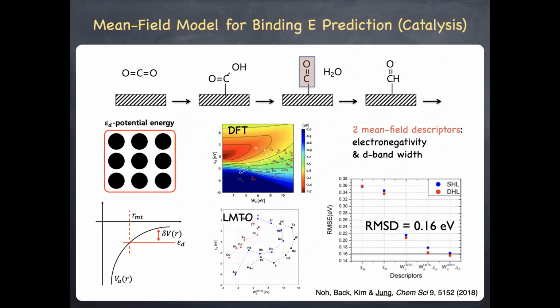And we've also worked on this field, and our motivation here was to have a model where the descriptors do not require additional computational burden. And so we use the electronegativity and d-band width computed from the mean field model, so that we have the analytical expression so that the descriptors can be computed easily without any post-processing.